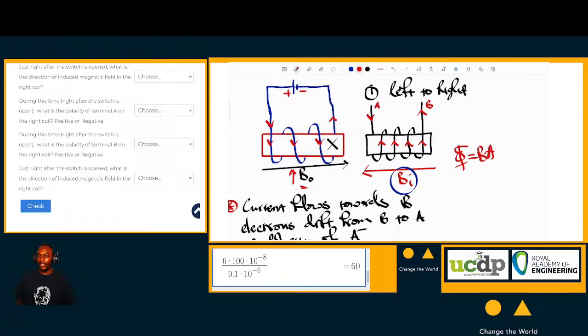So you can look at the initial scenario that we had. When the switch was being closed, the flux was increasing. Okay. Which the induced one of in the right coil. Yes, the question is asking for the right coil.